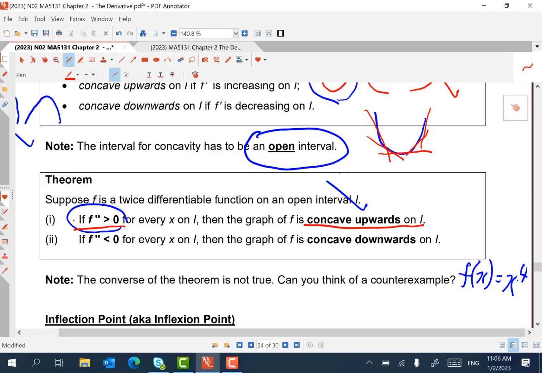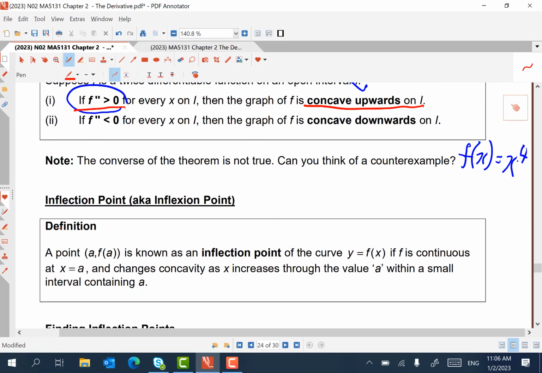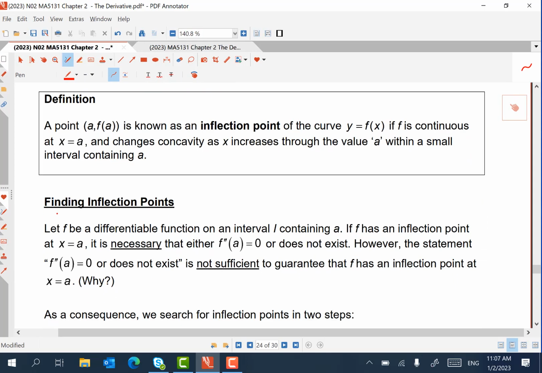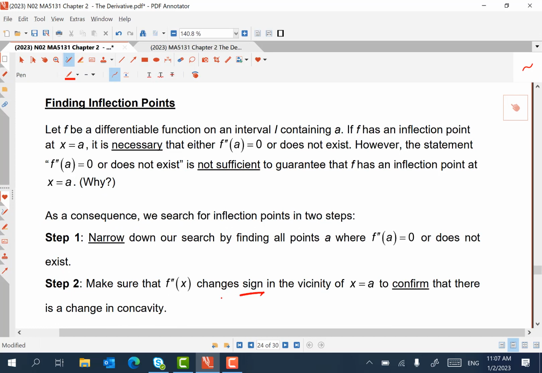Gregory, can you tell us how do we locate inflection points? First you find where the second derivative is 0. After getting the values where the second derivative is 0, what else do you do? Then you have to find where the second derivative is greater than 0 or less than 0, and this is a key step. It must change sign, otherwise it won't be an inflection point.